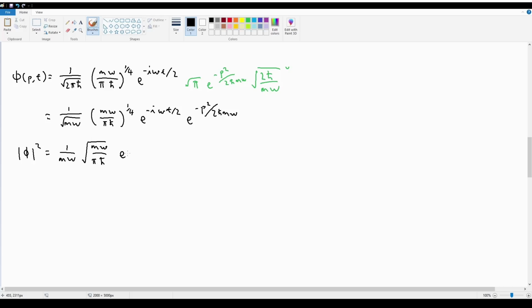And this is going to become, well, we just multiplied the top by 2, so e to the negative p squared over h bar m omega, like that. So now our question is, what is our dp interval, right? We're trying to find the probability that a measurement of momentum yields something that is outside of the classical range. What is the classical range?